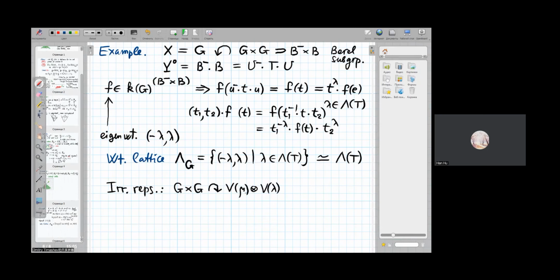So when does such an irreducible representation of G cross G embed in the coordinate algebra of G, acted on by G cross G as above? By Frobenius reciprocity, it is if and only if, when you take the dual representation, so V of mu star tensor V of lambda star.